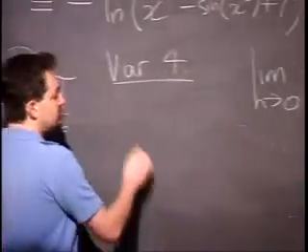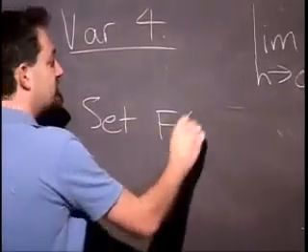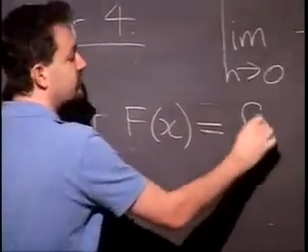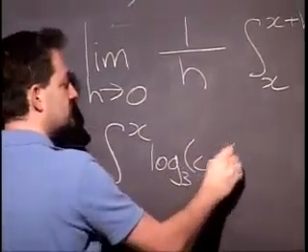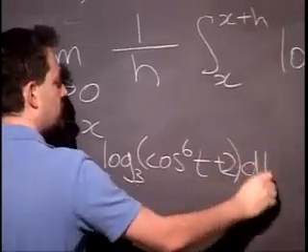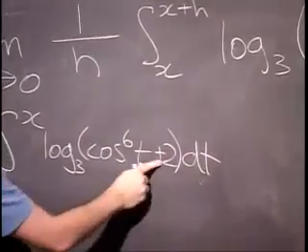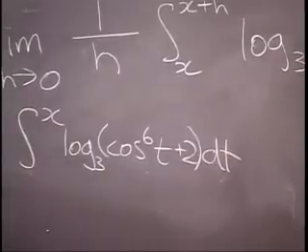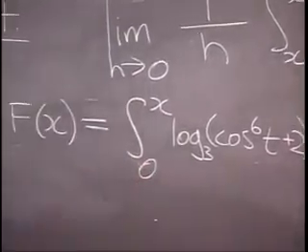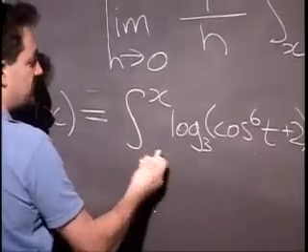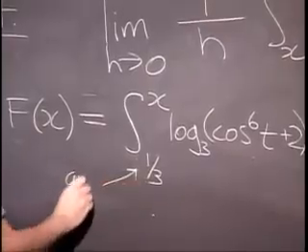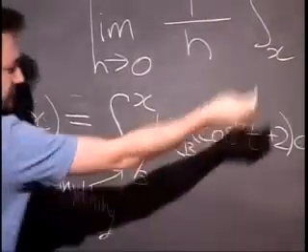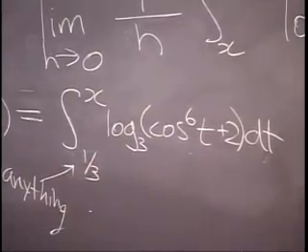In order to deal with this, instead of writing equals, just set f of x as the integral up to x of this nasty thing, log cosine to the 6t plus 2 dt. Where do I start? Doesn't matter. Anywhere in the domain. Again, I'll pick 0. Well, no, 0 is boring. I'll pick 1/3. What the hey? Doesn't matter. This is anything in the domain of the integrand, which in this case is everything.